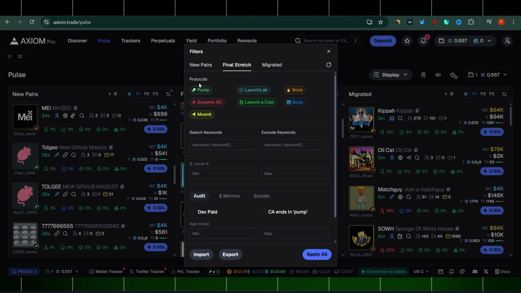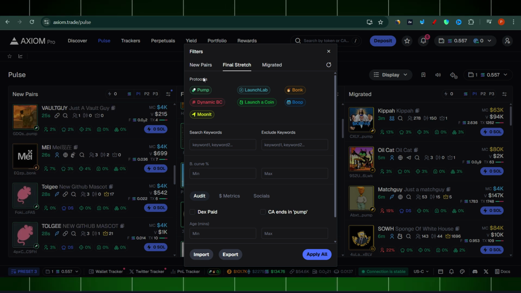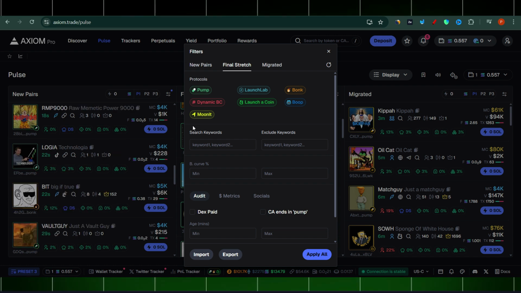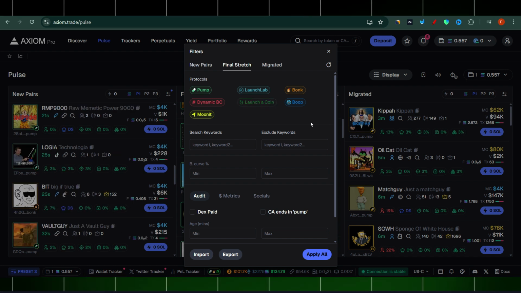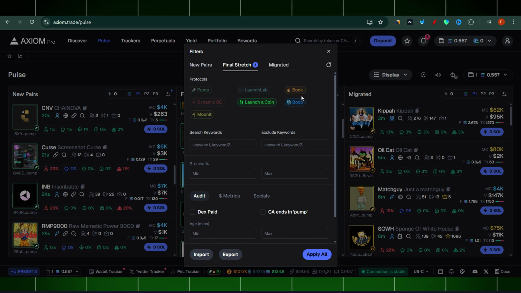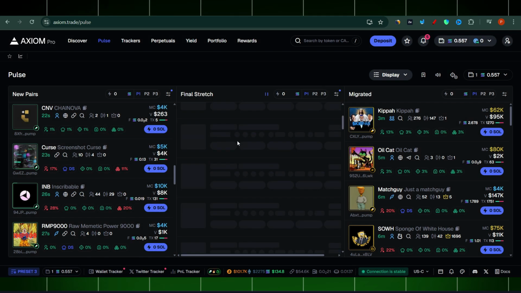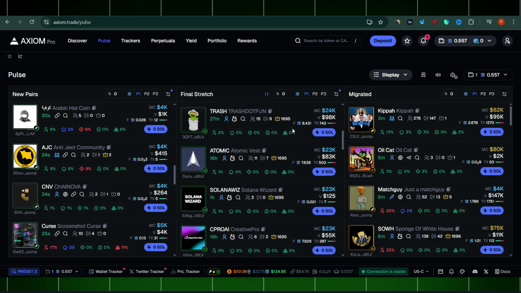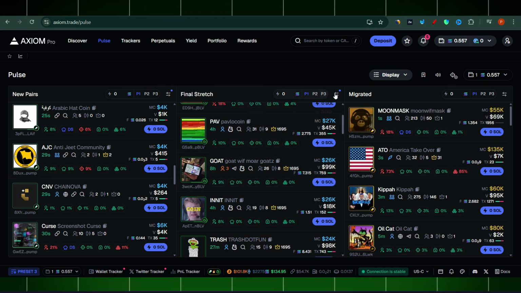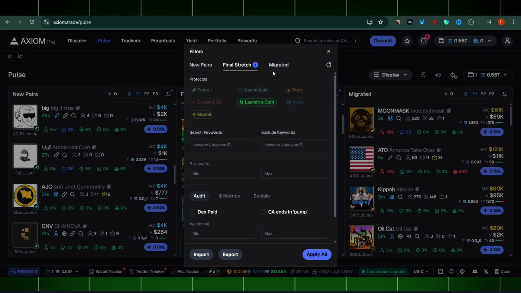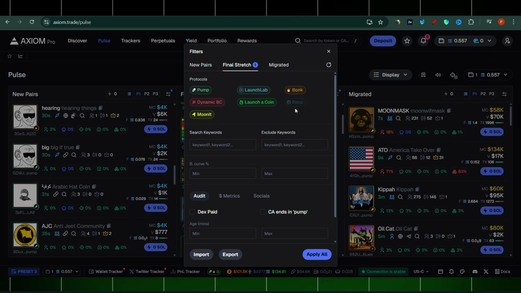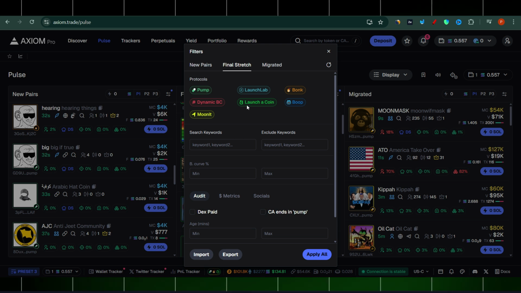So what you can do is leave all those open and search for coins from whichever ecosystem they come from. Or you can just pick the one you prefer. For example, if you don't want anything except Launch Coin, when you apply that filter, you only see Launch Coin tokens being created, here on the final stretch. So that's how it works. You can include all of them, but if you want to focus, you can focus on one ecosystem.